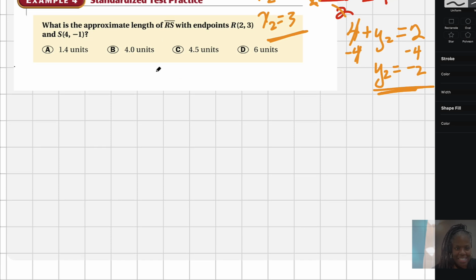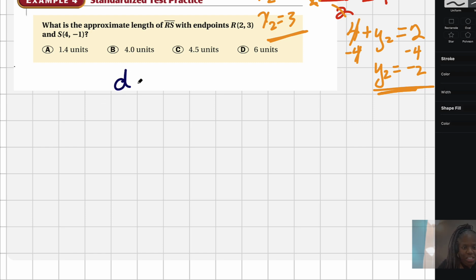Standardized test practice. This is our final one. What is the approximate length of RS with endpoints 2, 3, and 4, -1? If we're asking about length, we're talking about the distance formula. The distance formula is going to be at play here. Instead of drawing pictures this time, I promise we're just going to use the formula.